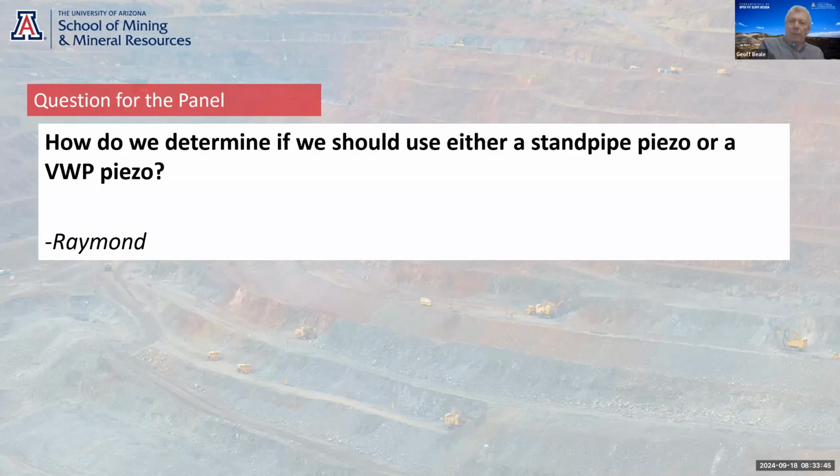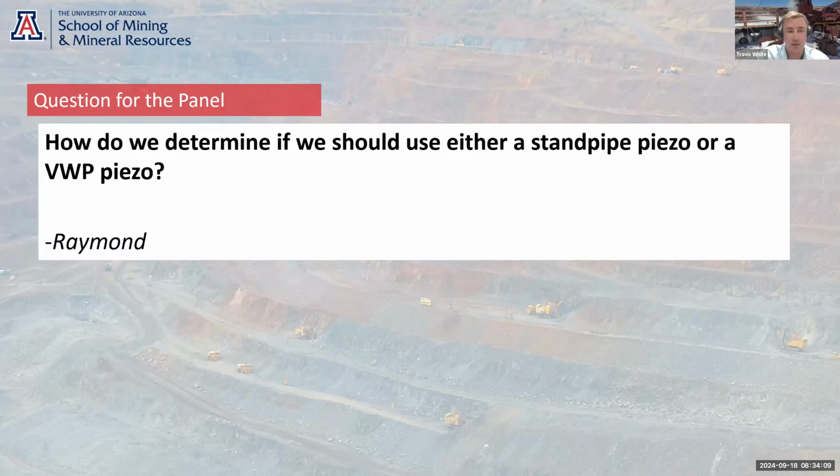Yeah, I think the key point is whatever data you have, you have to interpret it. And if you have a standpipe, as Travis says, it's open to several different horizons, obviously. So it's the more permeable horizon that gives you the dominant head in the standpipe.